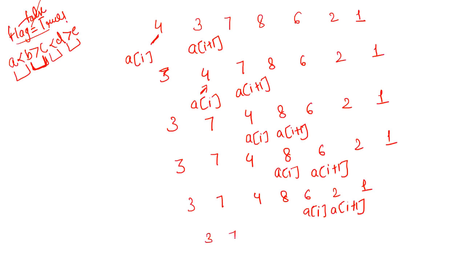So 3, 7, 4, 8, 2, 6, 1, right? And next thing that we have to check is that this element should be greater than this one. So this condition is true, so we don't have to do any further swapping. So this is the resultant array we are going to get, right?